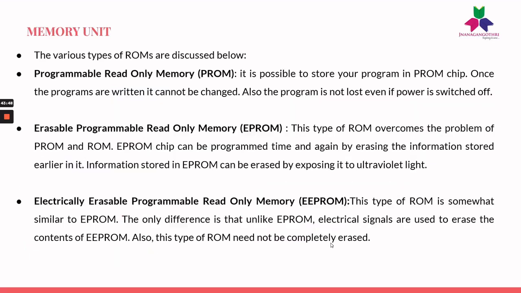These are programs that are to be present in it permanently for the proper functioning of the computer. So there are different types of ROMs. Let's discuss them one by one. The first type of ROM is programmable read-only memory, which is abbreviated as PROM.